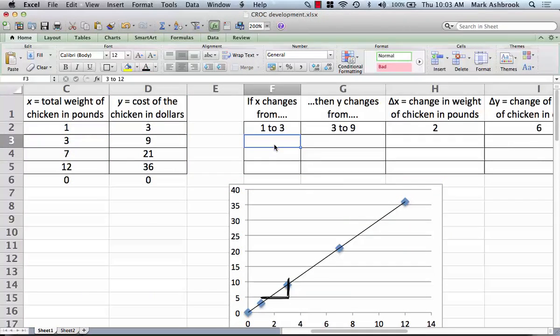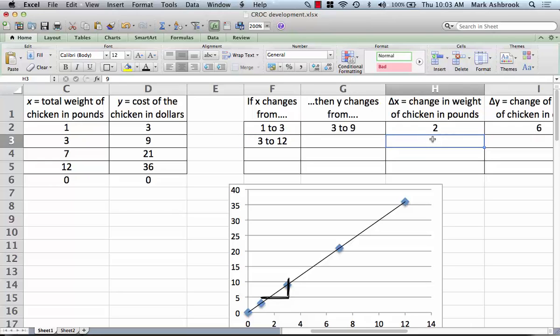Okay, so how about somebody over here? You're there. So what'd you get? X changes from what to what? Got an x change of 3 to 12. Let's do 3 to 12. Okay, and so when x changes from 3 to 12, what is delta x?